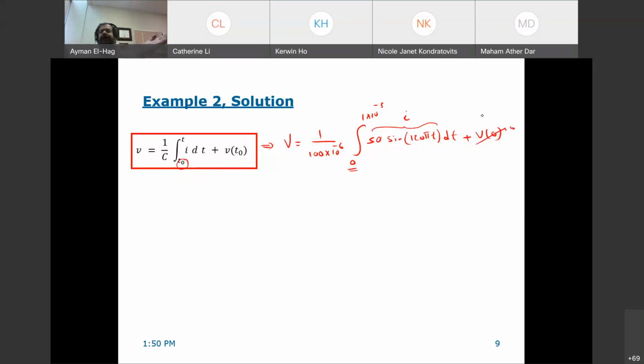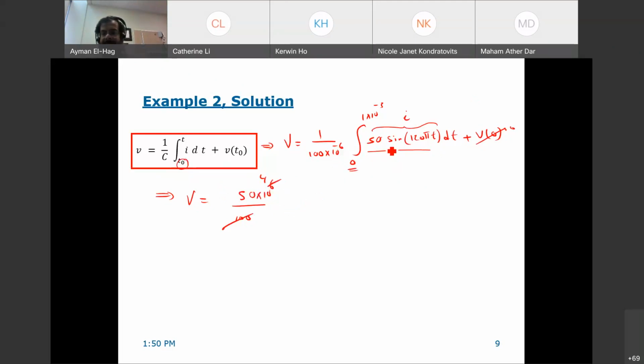So now it becomes a mathematical problem. Basically, we need to find the integration of this. Hopefully that's not a hard thing for you guys. So V is equal to, I will take the 50 to the other side. So this becomes 50 divided by 100, and this is 10 to the power 6. So this will cancel, and this becomes 10 to the power 4.